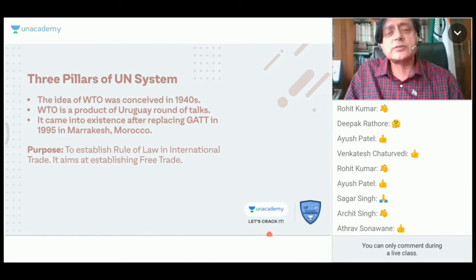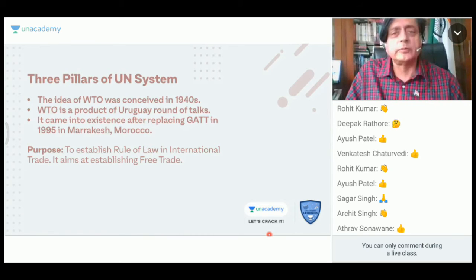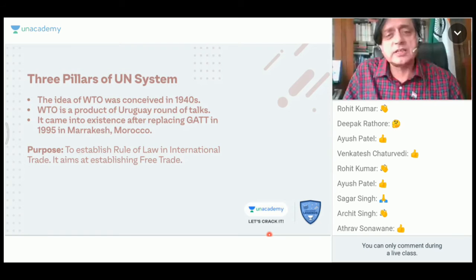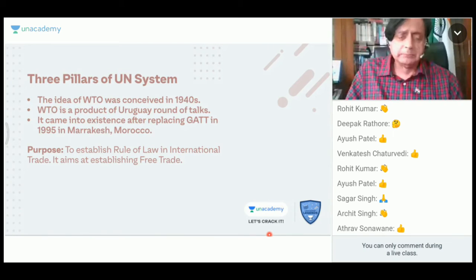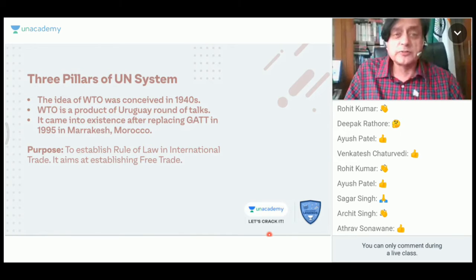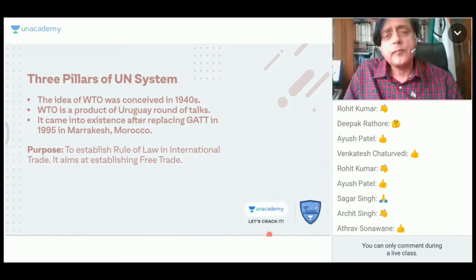So they said, let's try and create an agreement where we will lower tariffs and talk to each other and trade more with each other. Such a body was set up called the General Agreement on Tariffs and Trade, or GATT. And it went on for almost 50 years before it converted itself into a larger organization, the World Trade Organization, a product of the Uruguay round of talks. And the World Trade Organization is now heading for its silver jubilee.